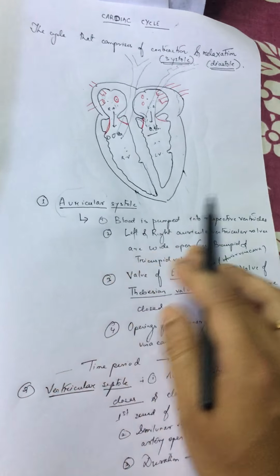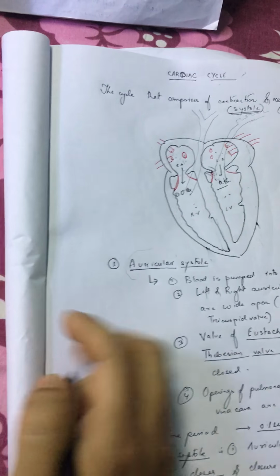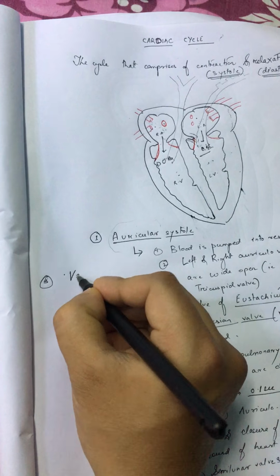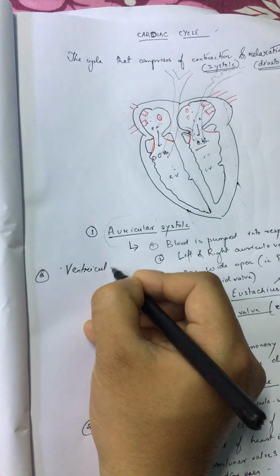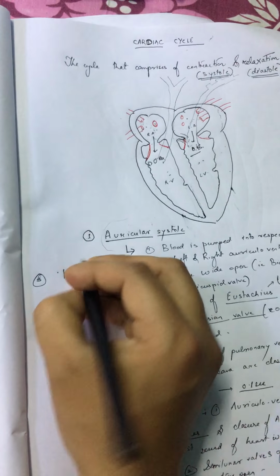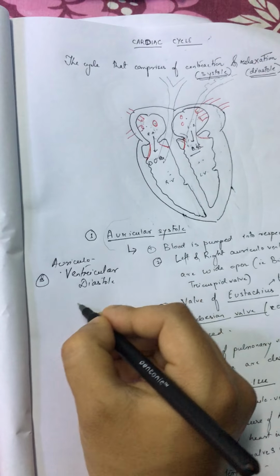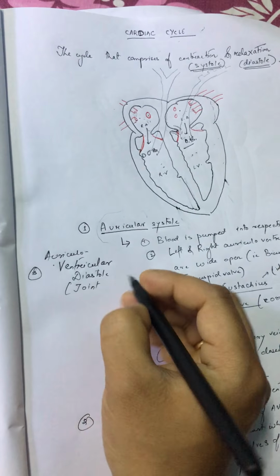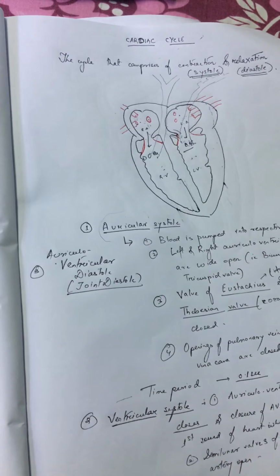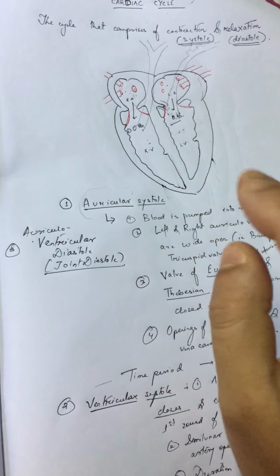Now the last phase of this cardiac cycle is the ventricular diastole. I will write here itself, because I want to complete it in one page. So last is ventricular diastole or ventricular relaxation. Sorry, not auriculoventricular diastole. Auriculoventricular diastole, or you can also say joint diastole. Joint diastole is the most perfect term. So joint diastole means both the auricles and the ventricles will get relaxed.